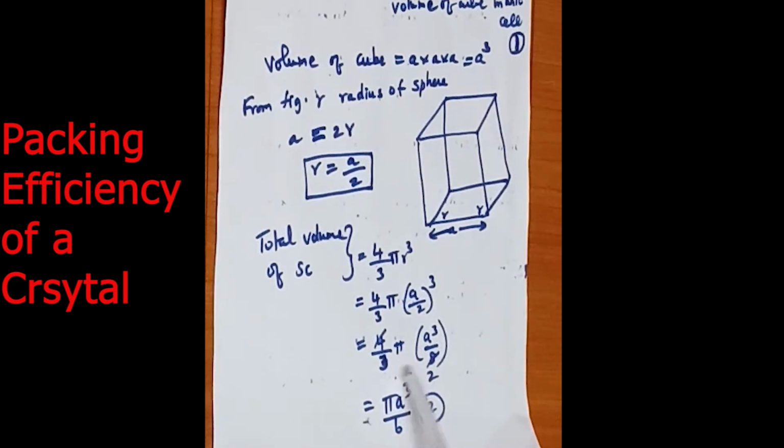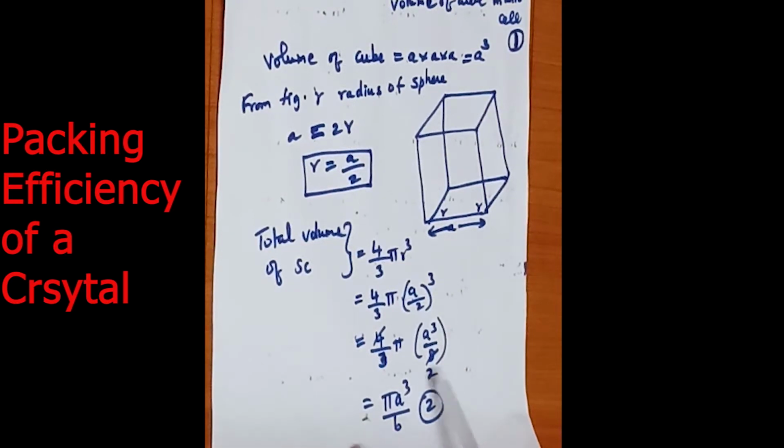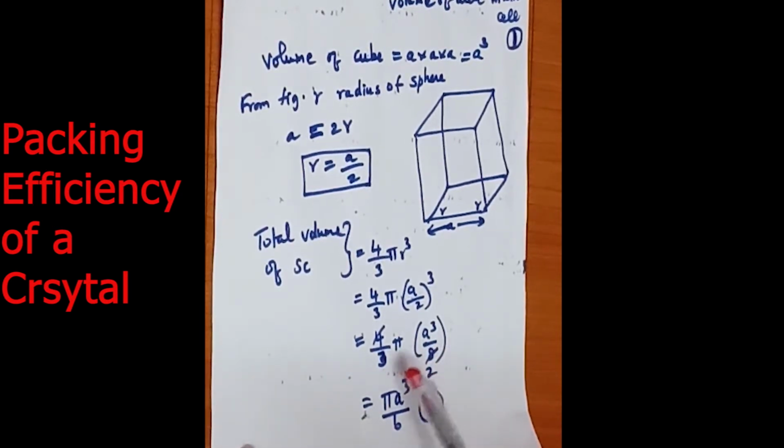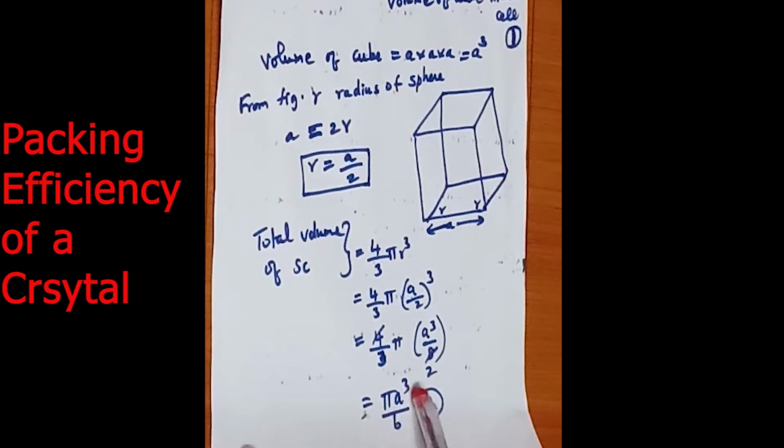So here what happens? We have to cancel. Here 2 cube is a cube by 2 into 2 into 2, it is 8. So a cube by 8. Now 4 and 8 cancel, 2 times 4 goes. So remaining will be pi a cube, right. So pi a cube divided by 6, we get pi a cube divided by 6. So here 3 into 2 is equal to 6. So when 4 and 8 cancel, 2 comes. So pi a cube by 3 into 2, 6. So total volume of the sphere in simple cube is equal to pi a cube by 6.